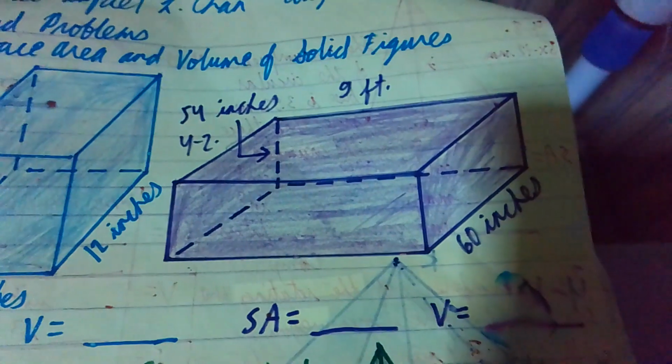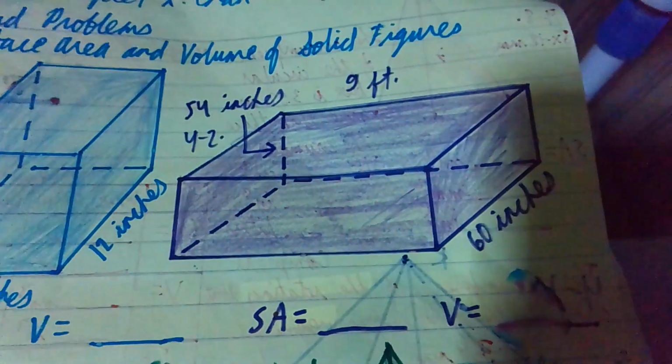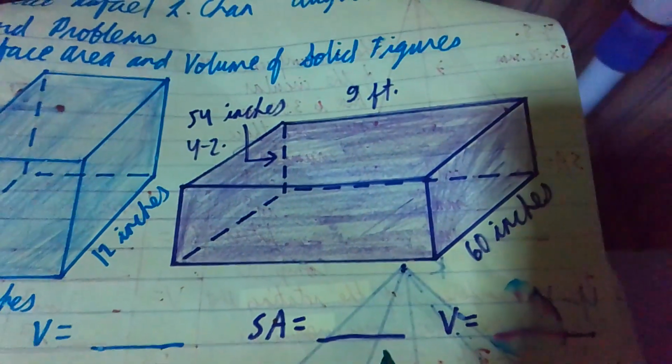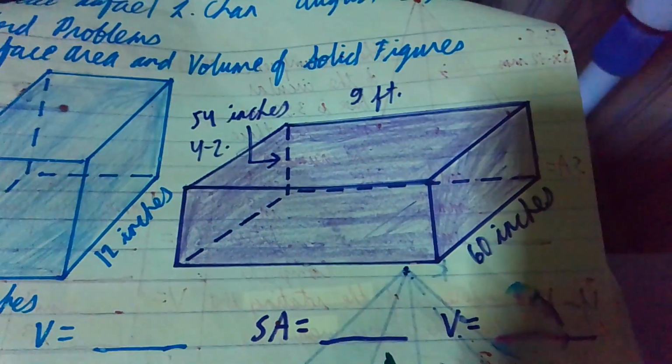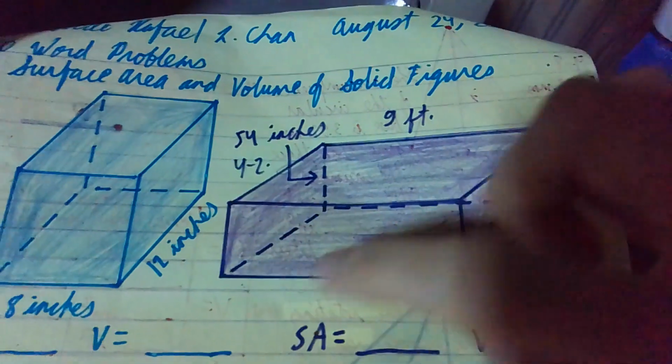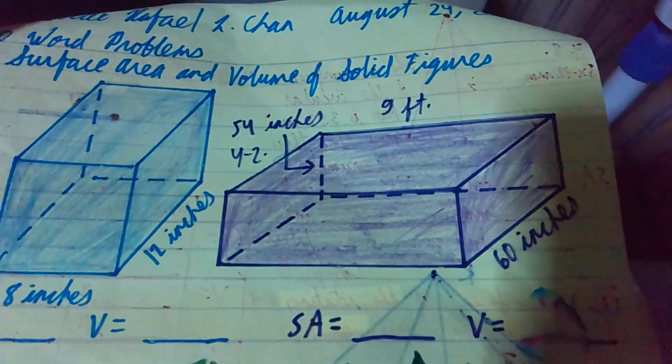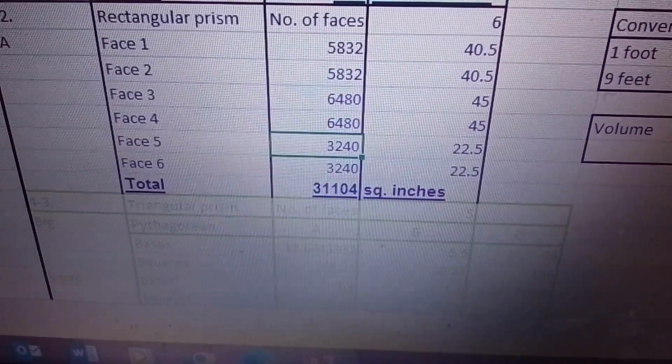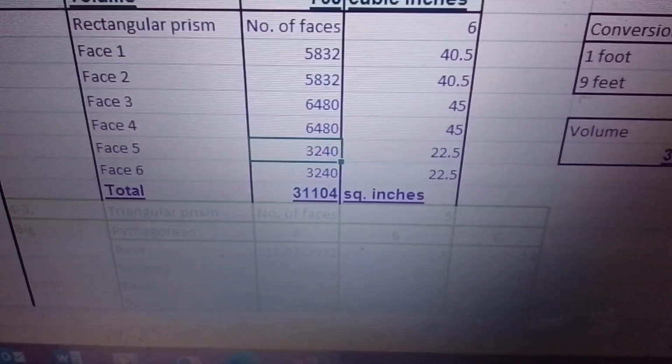And then the last one, we should get 3,240. How do we do that? There's still a remnant face which we haven't solved for the area yet. For faces 5 and 6, which one is it? Very good. 54 times 60, which pertains to this one and this one. Your answer should be, ano yung sagot? 3,240 square inches. And then you multiply it by 2, you still get the same answer.